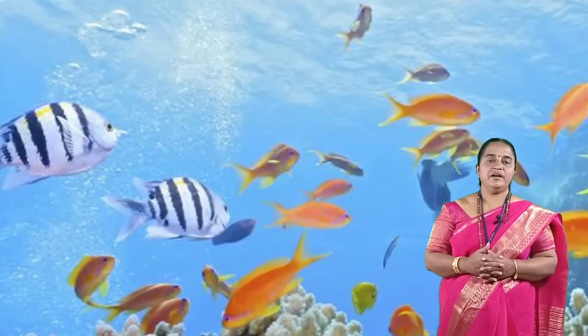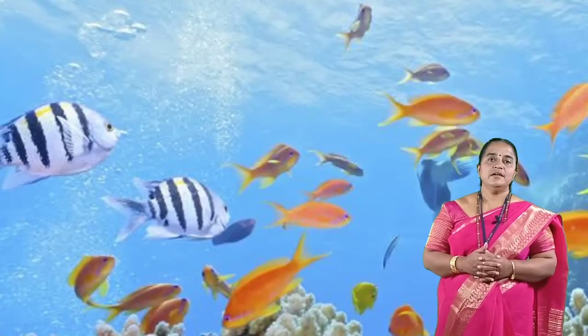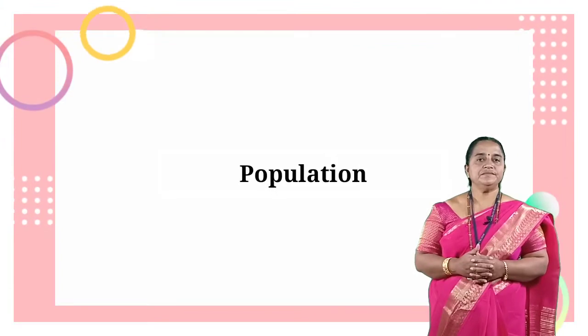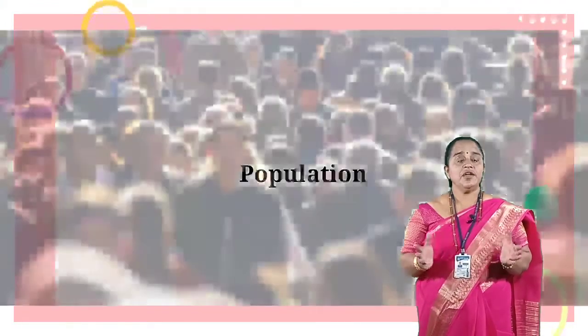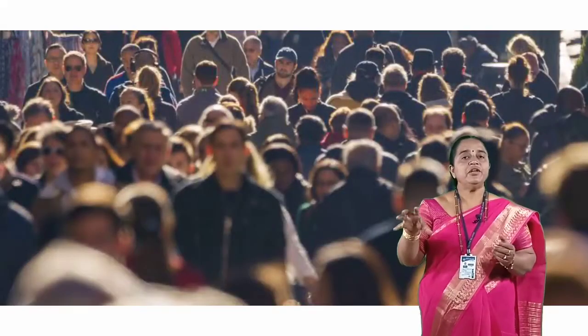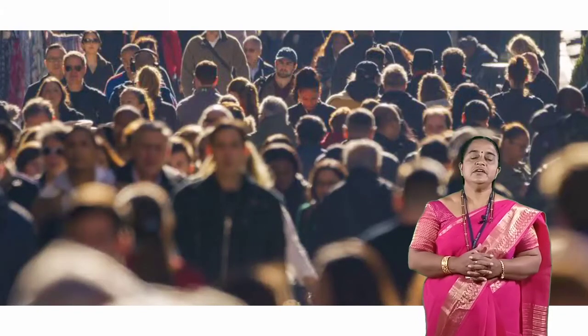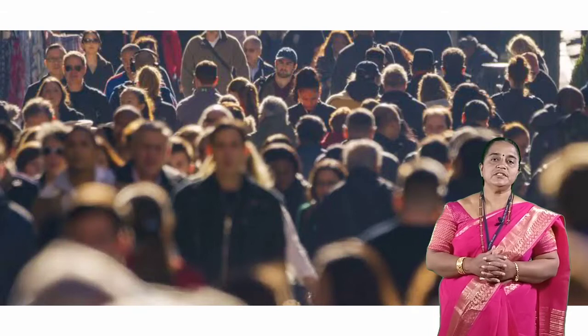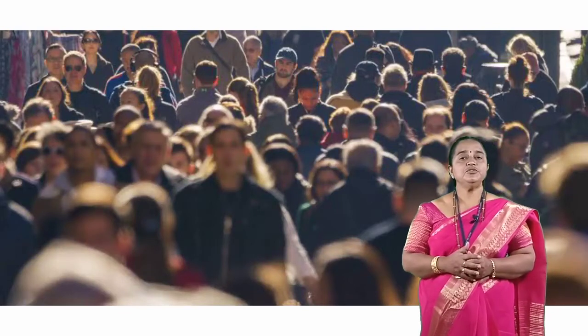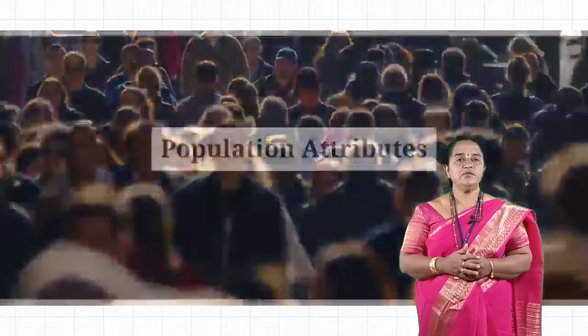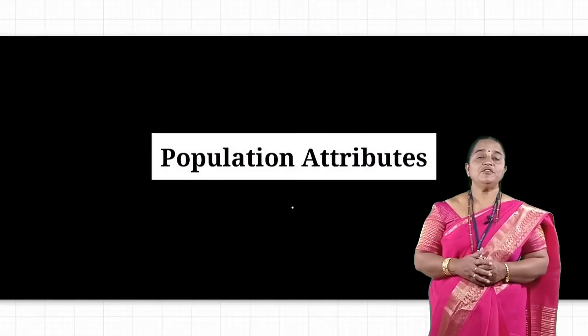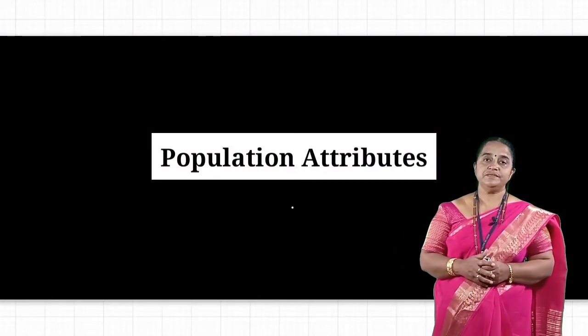Moving on to the next part of the topic under the heading population. A group of similar organisms residing in a particular habitat in a given time and interacting with each other is referred to as a population. While learning population, we should consider population attributes. There are 7 attributes we are learning in today's session.